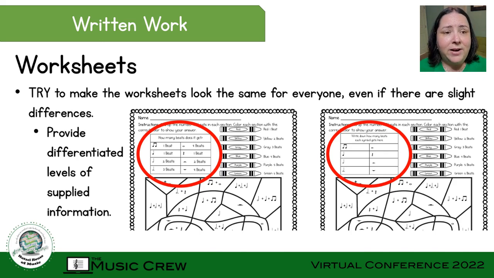Another option is to provide different levels of information for the students. In this example, these are music plus math coloring sheets, and the students have to determine what color to color each section based on the number of beats within each segment. In one version, I will have a chart that is already filled in showing how many beats each symbol gets. On the other, there is a table at the top that the students have to fill in on their own to come up with that information.